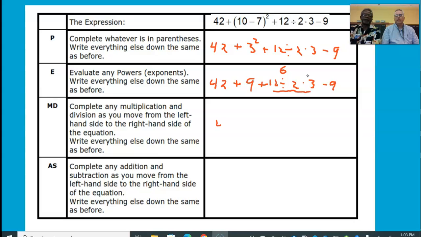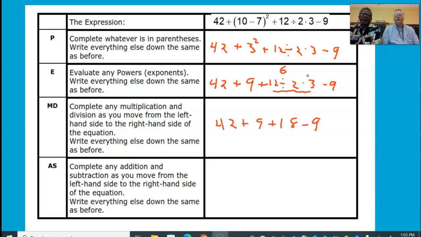So 42 plus 9 plus 18 minus 9. Notice that all we have left are additions and subtractions. So left to right, 42 plus 9 is going to be 51. And then plus 18. That's going to be a little bit harder, isn't it? What's that going to be?